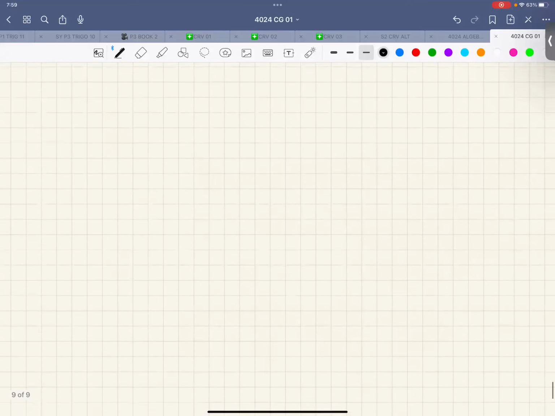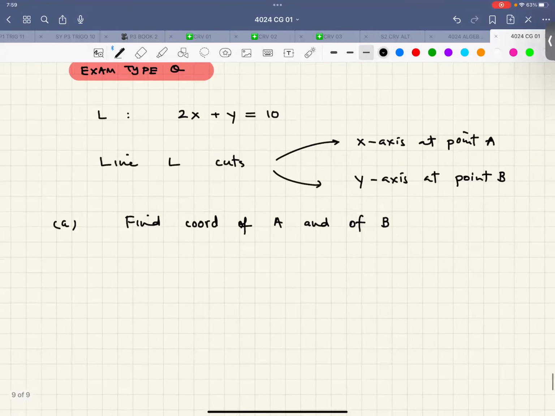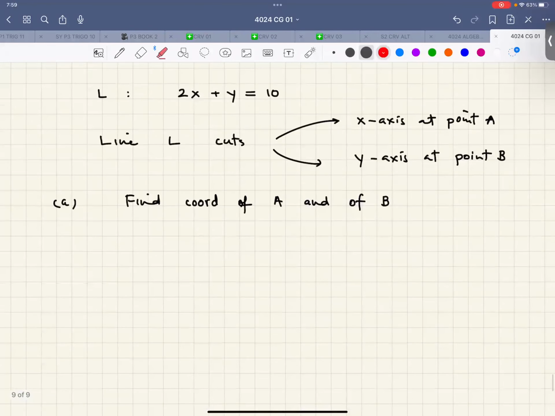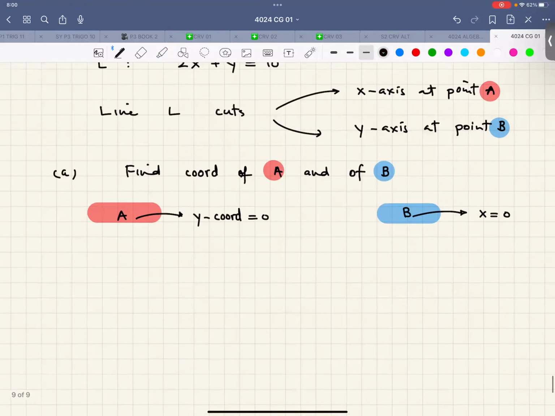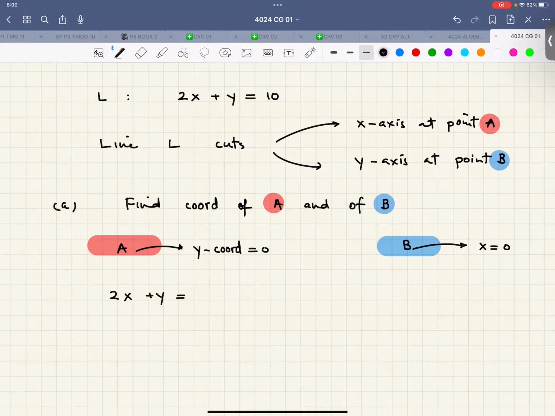Now, first of all, let me use two colors. I'm using red for point A and blue for point B. For A, since this is cutting the x-axis, the y coordinate is 0. And for B, it's cutting the y-axis, therefore the x coordinate is 0. So just write the equation 2x plus y equals 10.